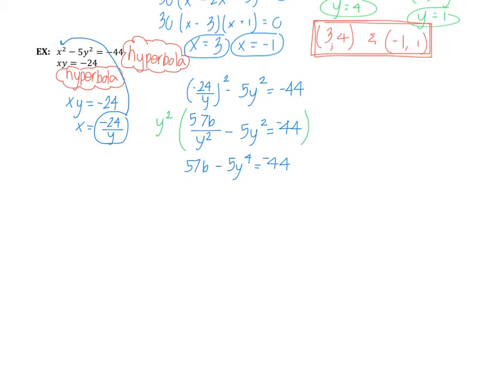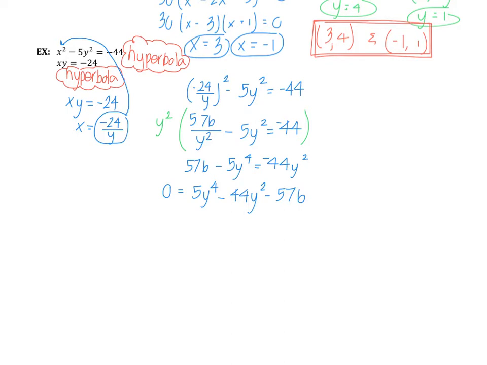negative 44y squared. Similar to the problem we just did, let's get it to equal 0. So 0 is going to equal, I always put my terms from highest power to lowest power, so it would be 5y to the fourth, I'm moving everything to the right, minus 44y squared minus 576. Okay, so that should be pretty good so far.